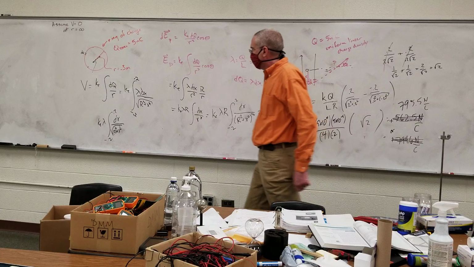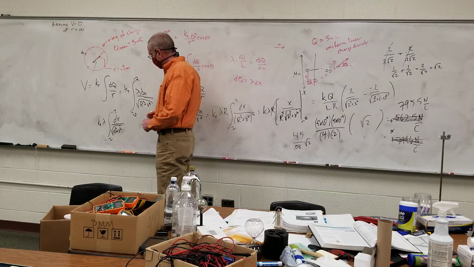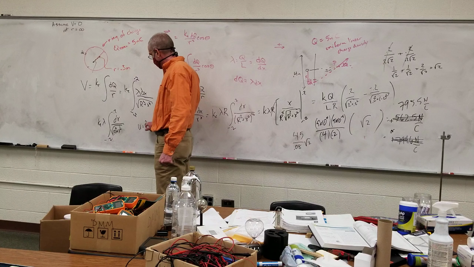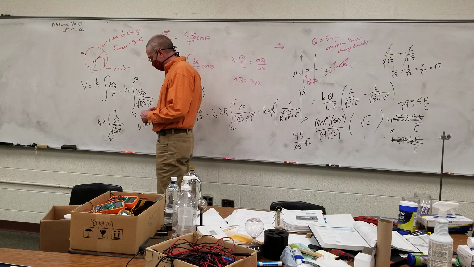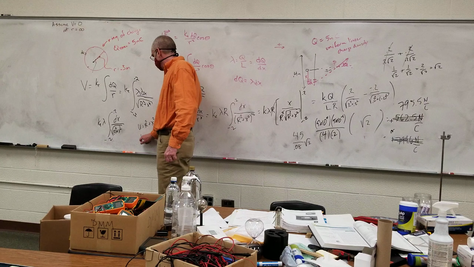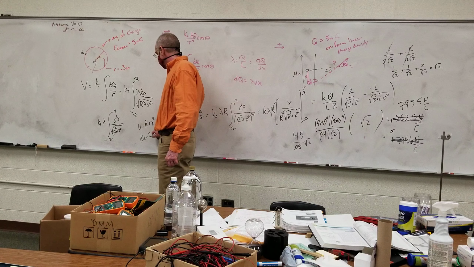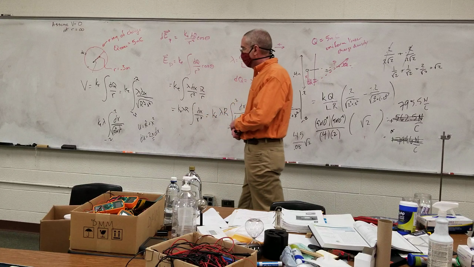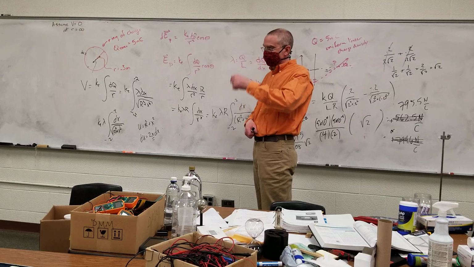Let u be r squared plus x squared. Wait, what do you let u equal? u equals r squared plus x squared. So du would be 2x dx. We got this pesky little x in there. Is this just not what we can look up? That's the way I would go.